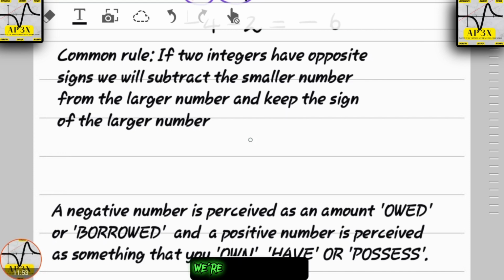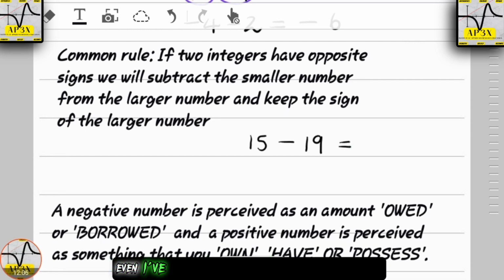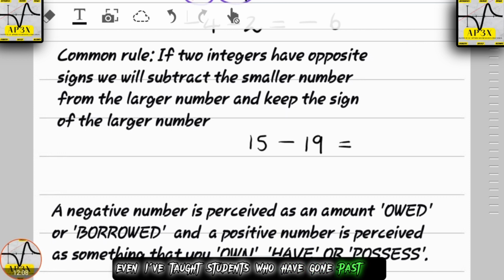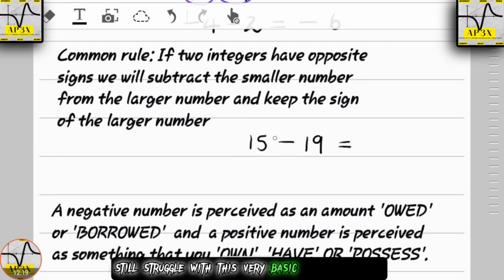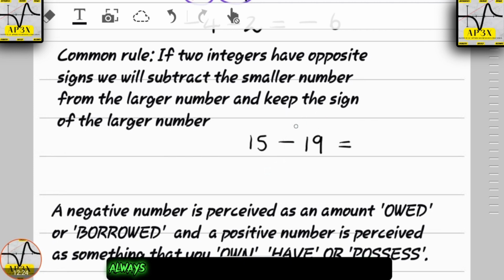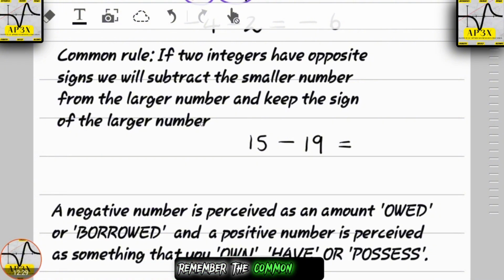Now we're looking at, say, 15 take away 19. I find that a lot of my students, especially at the lower level, and even students I've taught who have gone past grade 10, grade 11, still struggle with this very basic aspect of math. In order for us to approach this and always know that our answer is correct, we must remember the common rule.